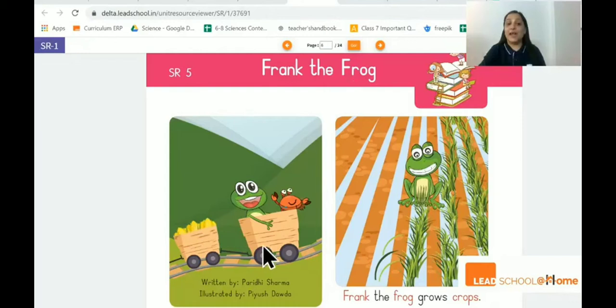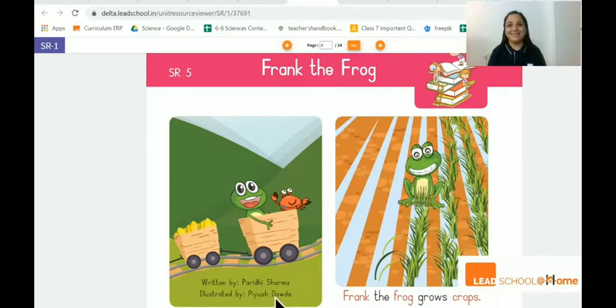Good. And this story is written by Paridhi Sharma. The person who writes the story is called the author of the story. So the author of the story is Paridhi Sharma. And this story is illustrated by Piyush Daura. The person who draws the story is the illustrator. The person who has illustrated this story is Piyush Daura.